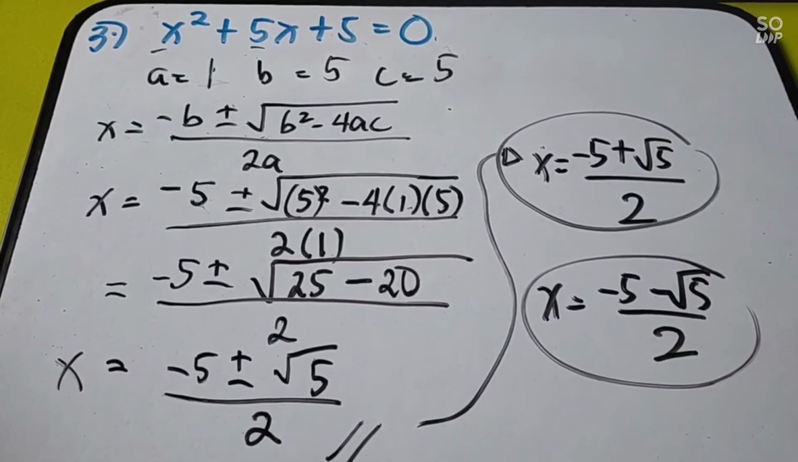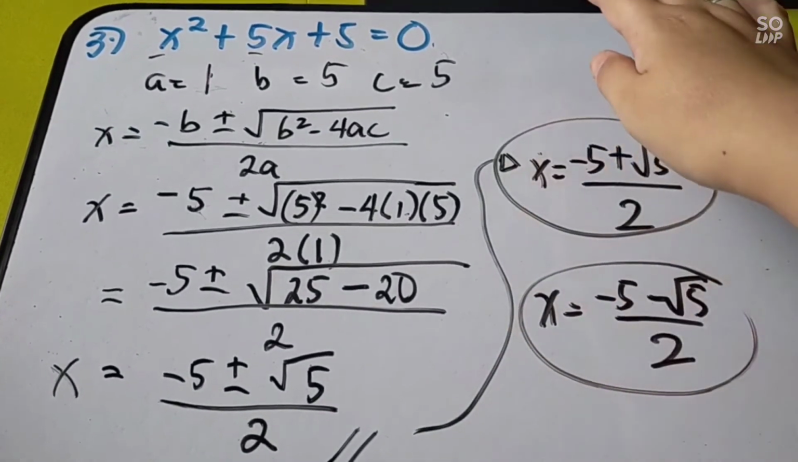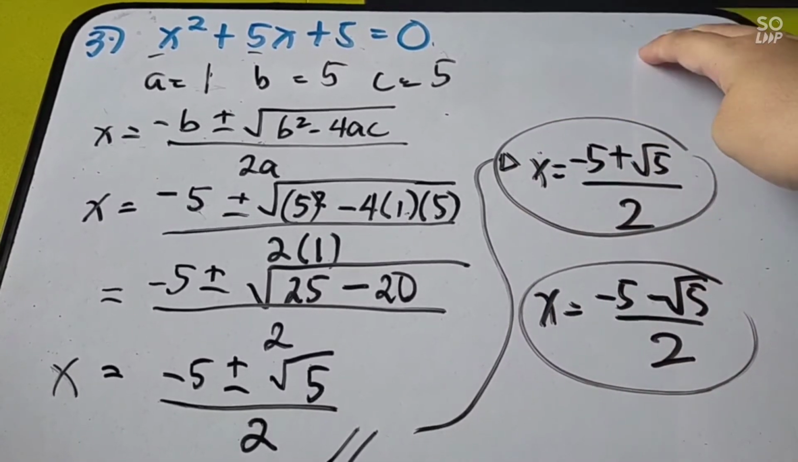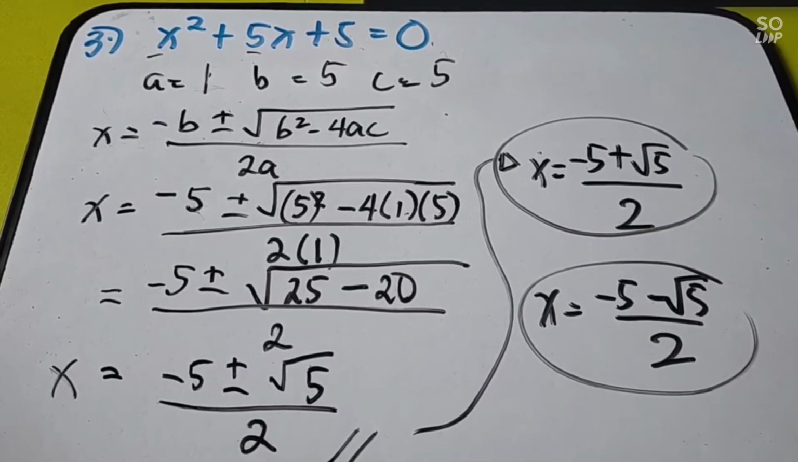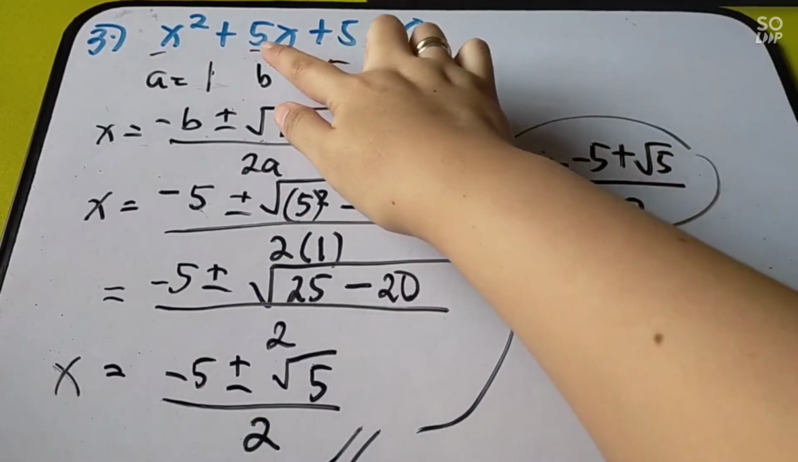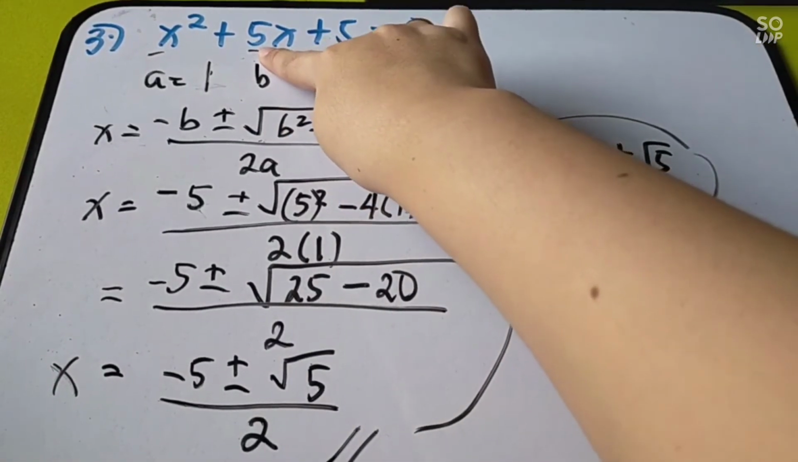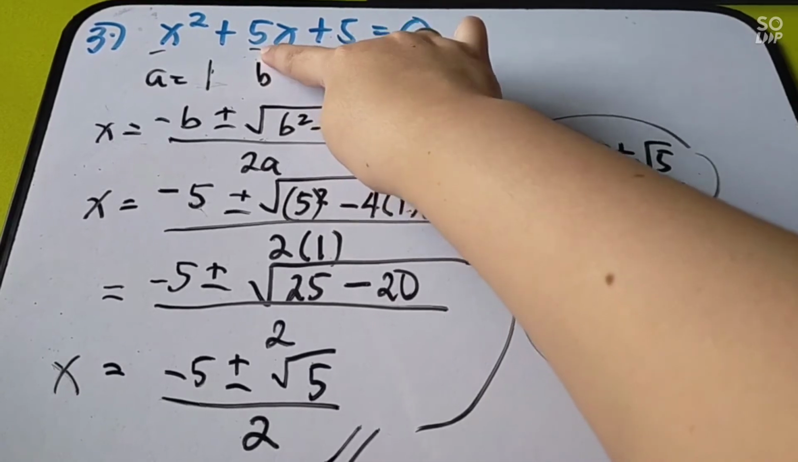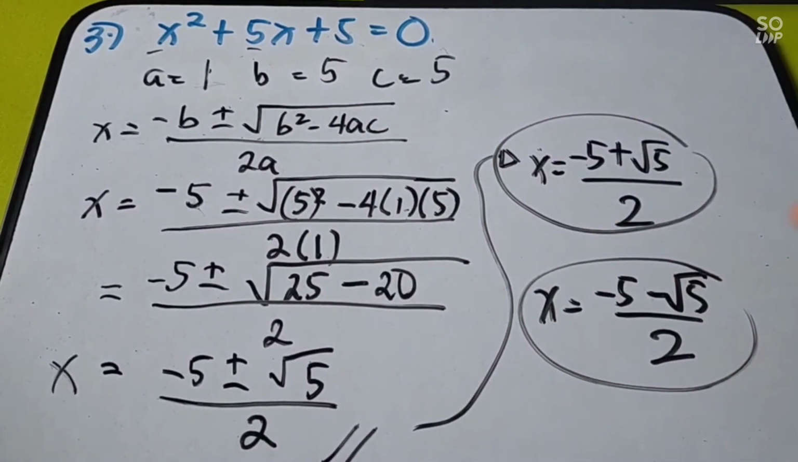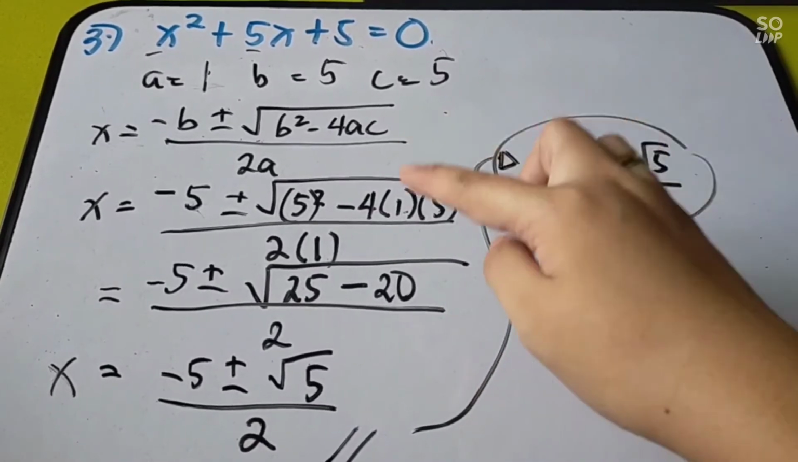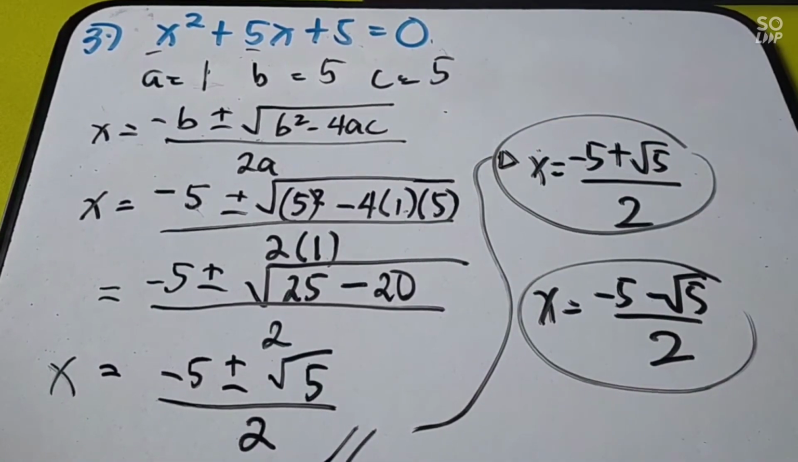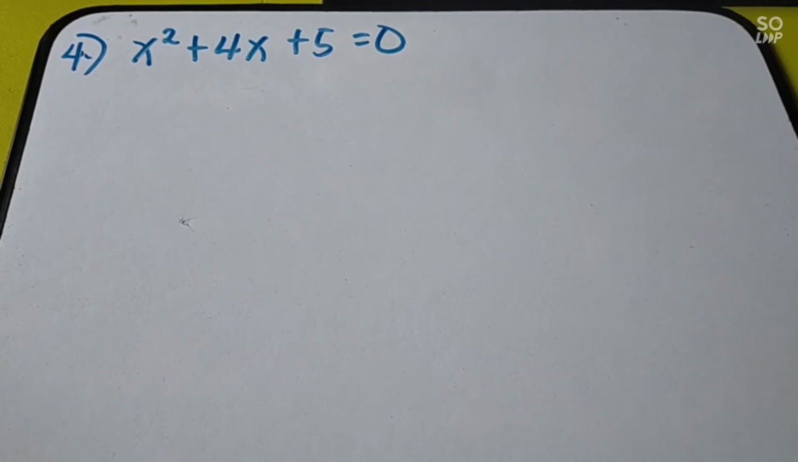Is it clear? So, this question in number 3, pwede ka rin mag-apply dito ng completing the square. Pero mas mahirap siya sa completing the square kasi meron ka ditong hindi sakto. So, magkakaroon ka ng fraction. So, para hindi na masyadong complicated, dito ka na kay quadratic formula. Is it clear? Let us have the last example.